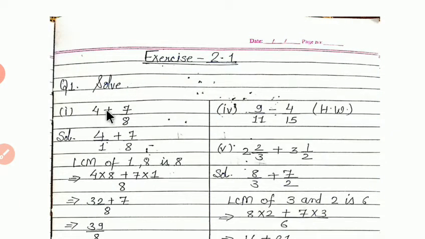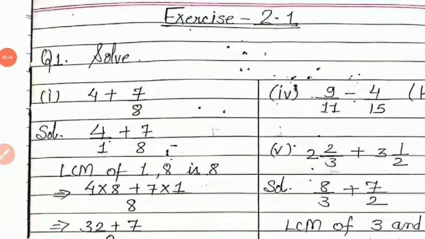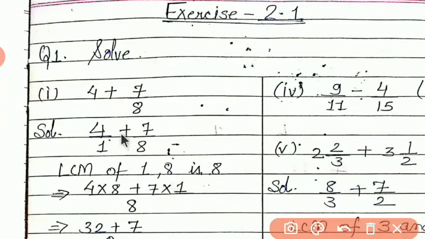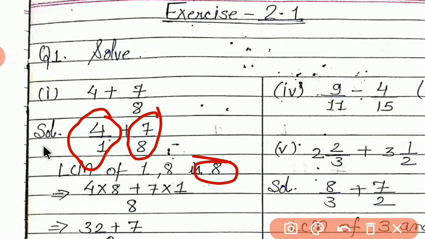First question is given: 4 plus 7 by 8. Here it means we have to add the two numbers. Here you can see there is no denominator given under 4. So we can write it as 4 upon 1. So 4 by 1 plus 7 by 8. Here you can see they do not have the same denominator. So for making the same denominator, first we will take the LCM. So the LCM of 1 and 8. If you find the LCM of 1 and 8, it will be 8 only.